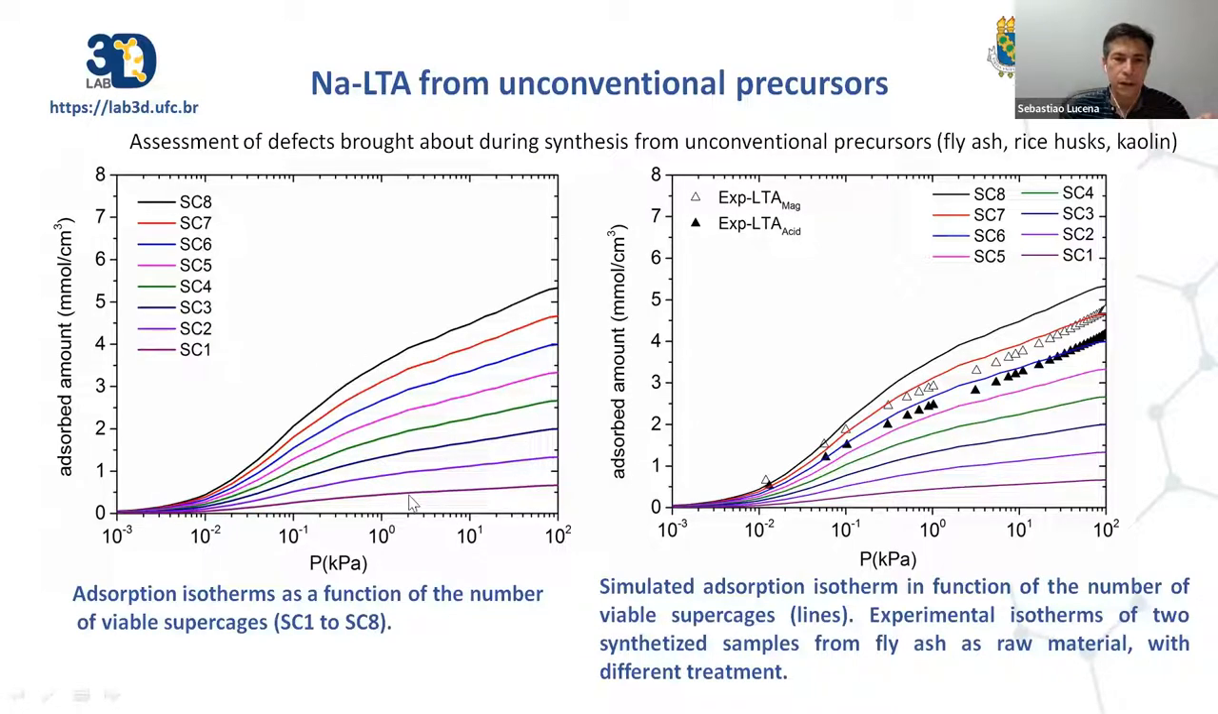This is adsorption with only one supercage functional, 2 supercages, 3, 4, 5, 6, 7, and 8 supercages. We now compare two experimental samples of NaLTA zeolite produced by different synthesis methods from the same unconventional raw material, this raw fly ash.